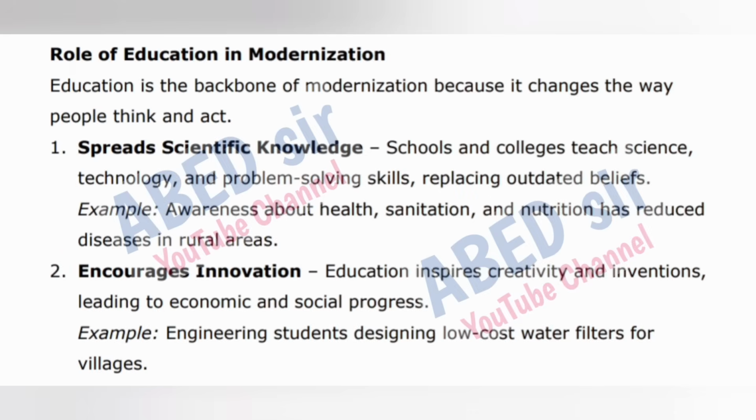Role of education in modernization. Education is the backbone of modernization because it changes the way people think and act. 1. Spreads scientific knowledge. Schools and colleges teach science, technology, and problem-solving skills, replacing outdated beliefs. Example, awareness about health, sanitation, and nutrition has reduced diseases in rural areas.